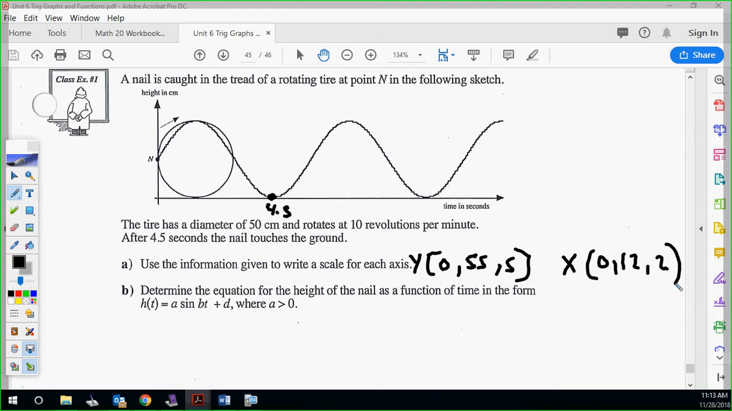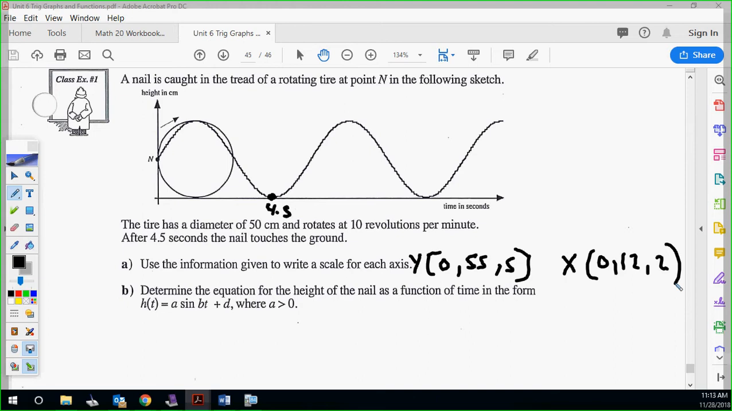Remember, your scales can be changed, and that's not an answer. You can put whatever scale is best for you. I just did 0 to 12. That gives me about twice the tire's going to hit the ground. That's probably all I need to see.